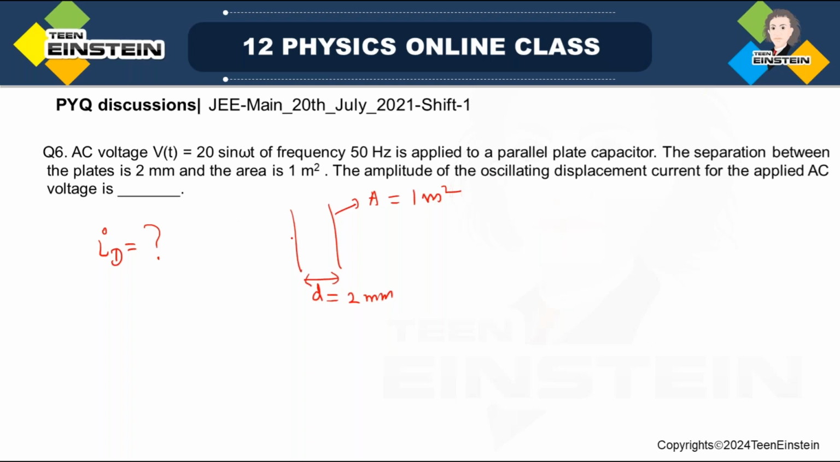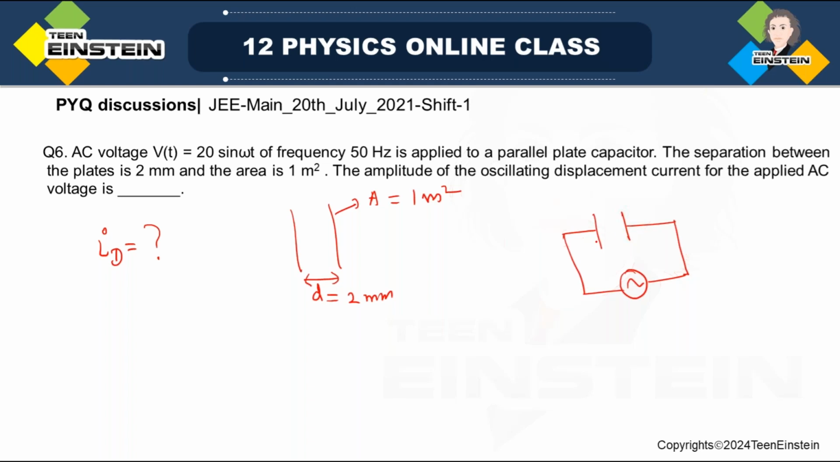See, whenever we are charging, let us consider the situation here. A capacitor can be charged by both a DC battery as well as AC. So if I charge this with an AC voltage source, then the current in the circuit will also be an oscillating current, right?